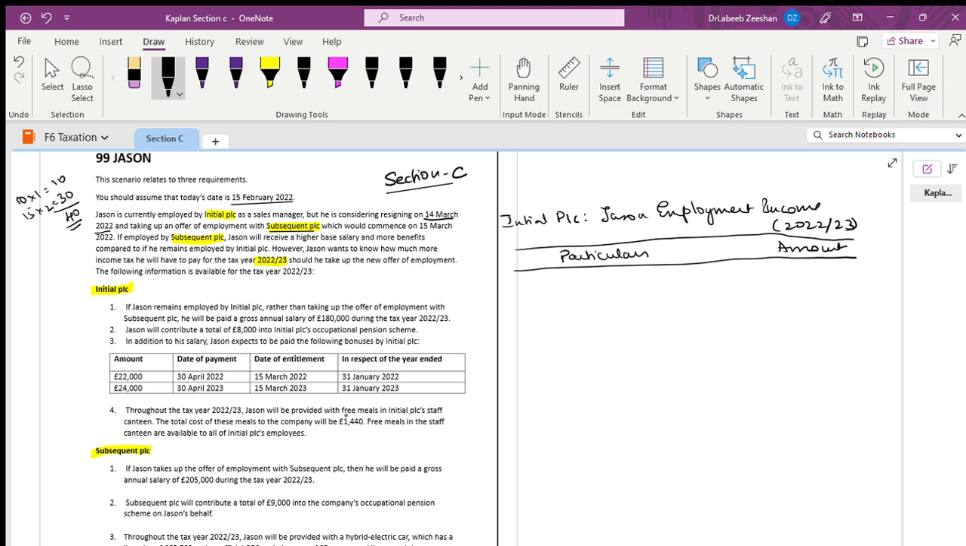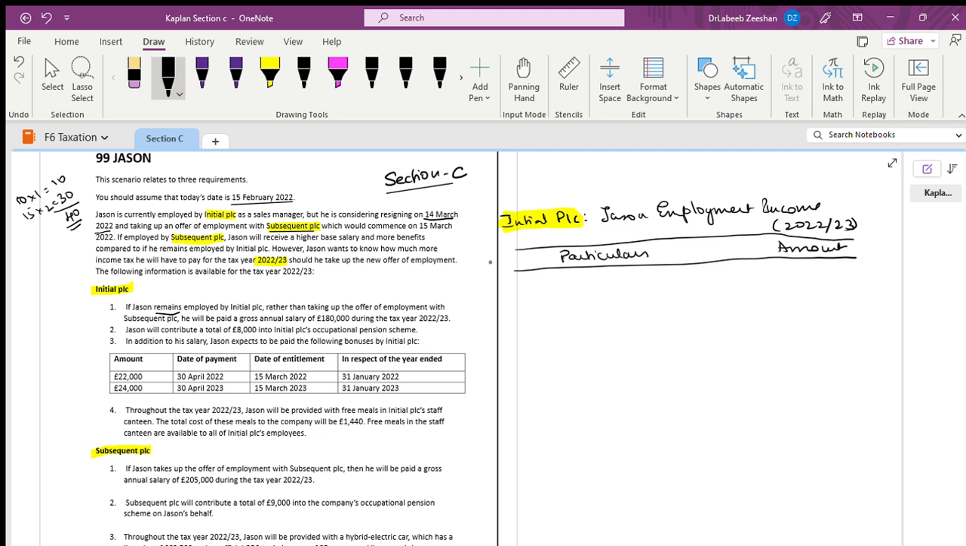Yeah, it's clear. Now, Jason remains employed by initial PLC rather than taking up an offer of employment with the subsequent PLC. I think we do the calculation to compare. We should do the two calculations to compare the amounts. Yes. First we will do it for the initial PLC, then we will do it for the subsequent PLC. Any doubt? Just stop me anywhere.